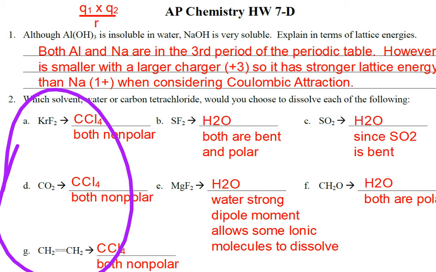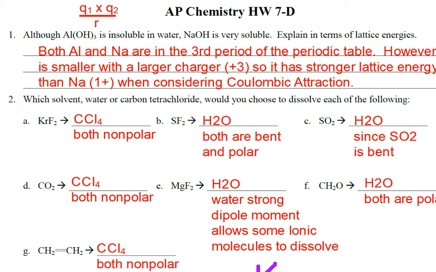KrF2 is nonpolar when you draw its Lewis dot structure. Krypton has 8 valence electrons to start off with, and then you make 2 single bonds. No, sorry, I was wrong. It would be krypton with its 8 electrons, and then there'd be 2 bonds, so it's got 3 lone pairs. Yeah, it's a trigonal bipyramidal, linear shape. Sorry about that. So if it's linear, it's nonpolar and more likely to dissolve in the carbon tetrachloride.